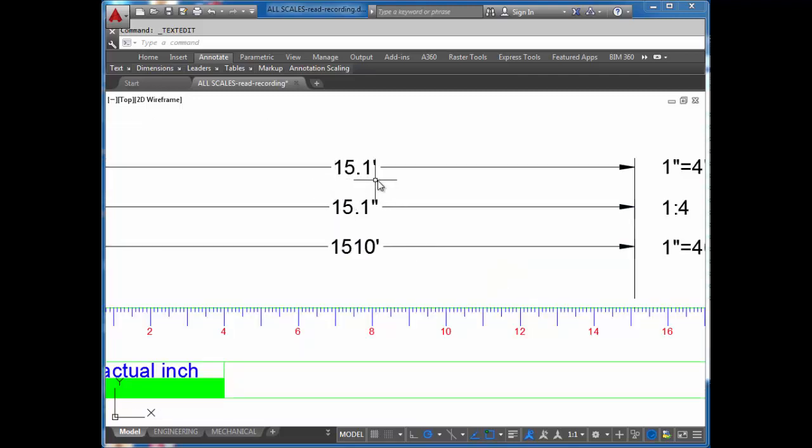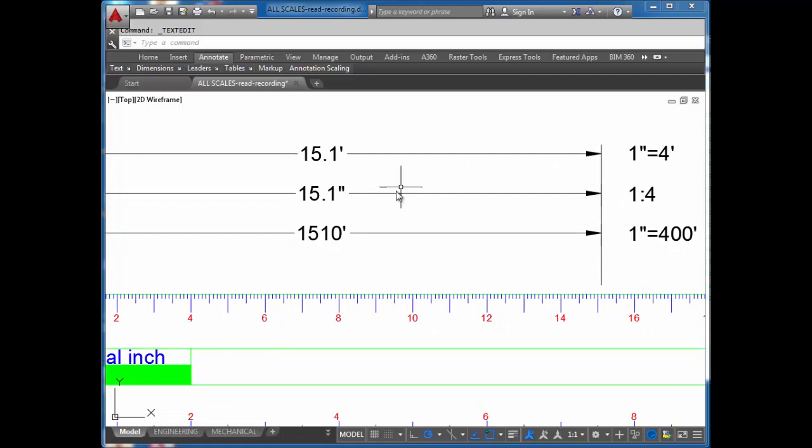Now you can see how this would be confusing if we did not include the foot mark after this. These two answers, if I had chosen not to put the inch mark here and I forgot to put the foot mark here, these would read as 15.1 in both scenarios. So it makes it very important that we identify the units based on what we're using for scale. Because this scale is specifically saying we're using an inch as our reference on paper as being equal to 4 feet in real life, we have to show that this scale then is in feet.